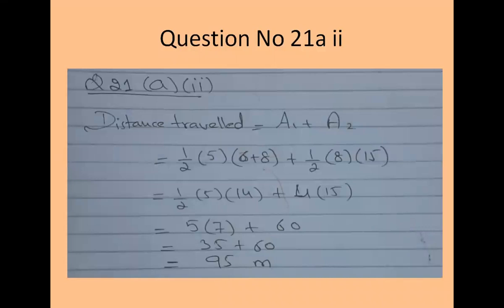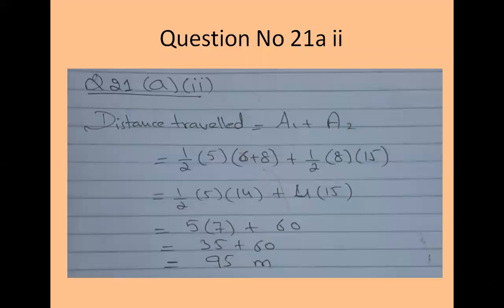Okay, so area 1 plus area 2. Area 1 is a trapezium, and you know the formula for the area of the trapezium is 1 by 2 into height into sum of parallel sides. So 1 by 2 into 5 into 6 plus 8, and plus the area 2, which will be a triangle, and it will be 1 by 2 into the base into the height. Its base is 8 and its height is 15. So 1 by 2 into 8 into 15.